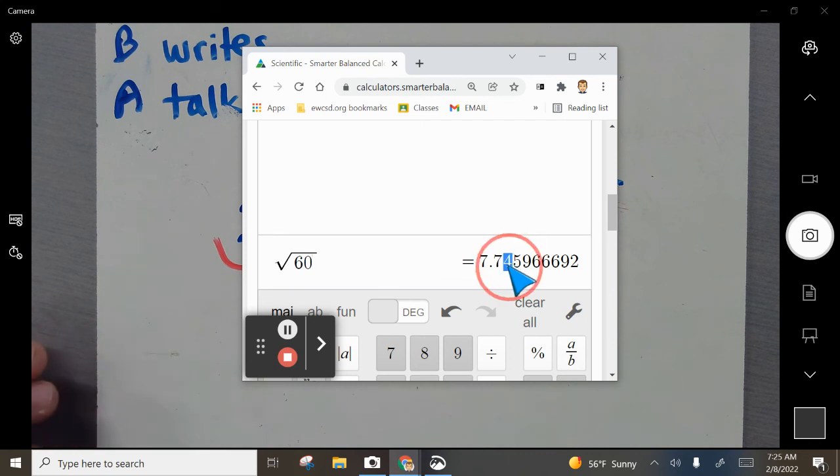That 4 does not affect it. If that was 5, then we would have changed this to 7.8. But it's 4 or less, let it rest, okay? Rounding's not difficult. Some of you guys put this wall in your head saying, I can't get rounding. No, you can get this.